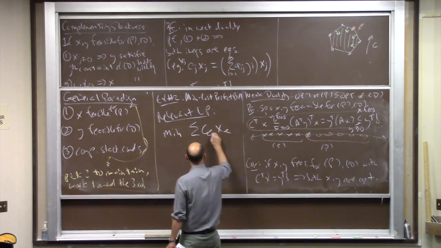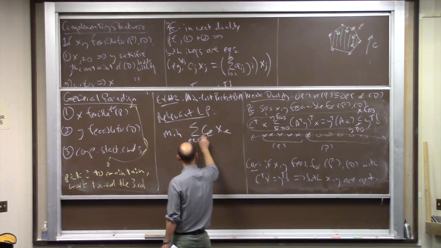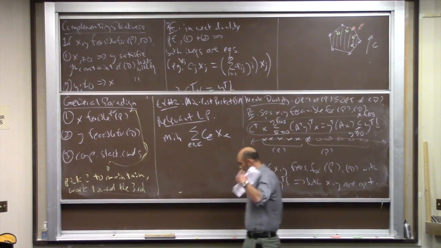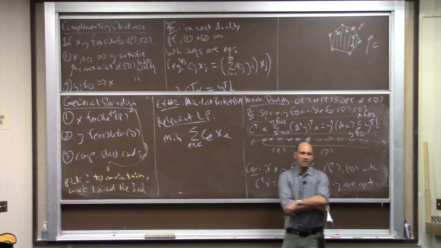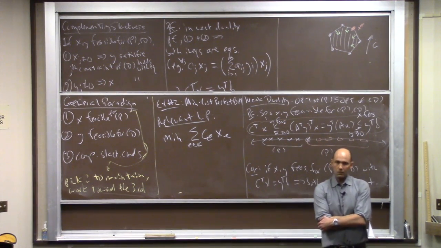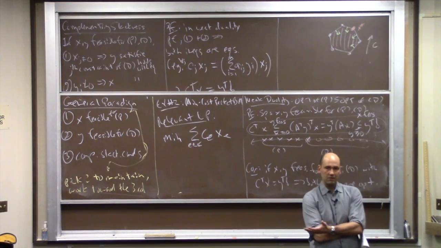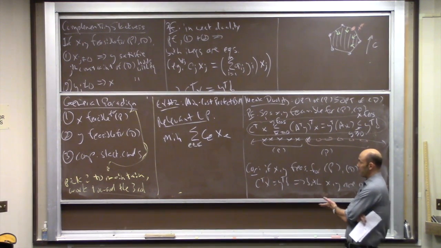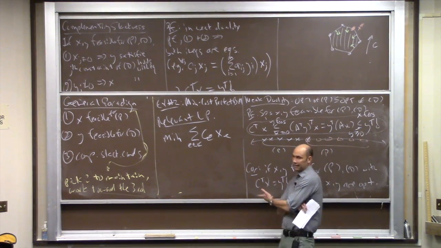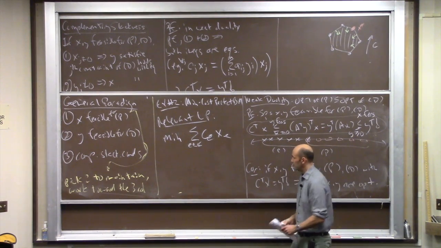Well, so of course we want to minimize the cost of our solution. In our minds, we're thinking of XE as being either 0 or 1: 1 if it's in the chosen matching, 0 if it's not in the chosen matching. Now, of course, this can be a linear program. We don't know a priori we're going to get 0s and 1s, but that's the semantics that we have in mind.